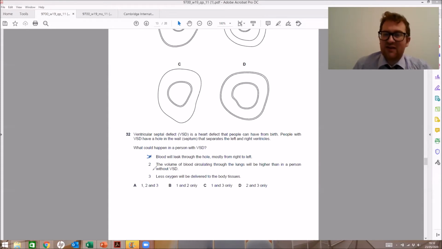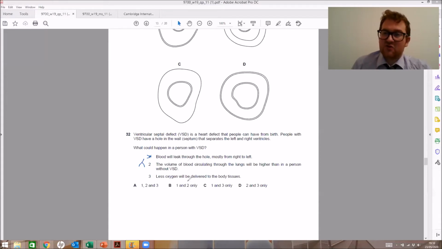If anything, what would happen is that the left ventricle is bigger, it contains more blood per volume, and there's more muscle. So during each ventricular contraction, the blood will be forced from the left to the right ventricle. So if more blood from the left is forced to the right ventricle, this would increase the volume of blood in the right ventricle. This means that there's going to be more blood flowing to the lungs, which gives statement number 2, meaning it's true. Less oxygen will be delivered to the body tissues.